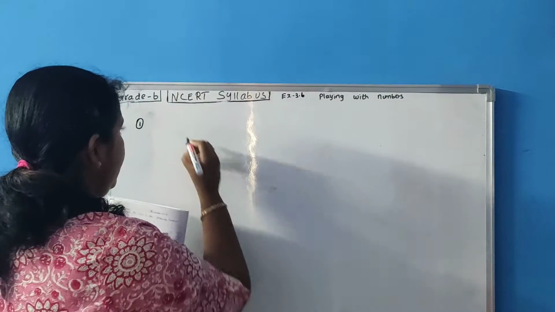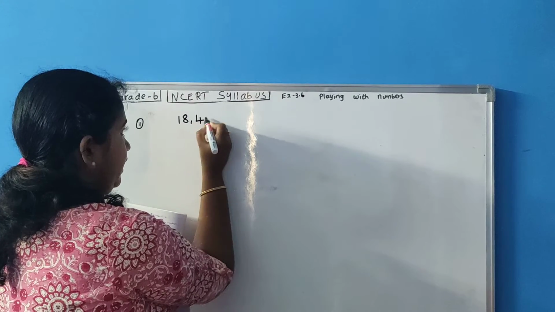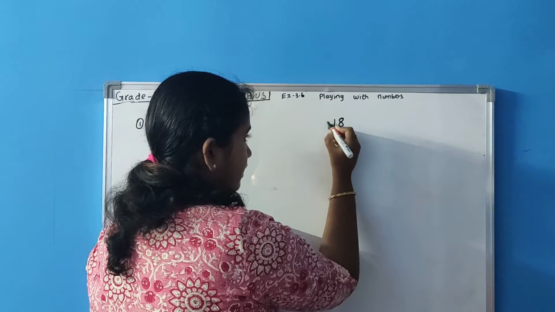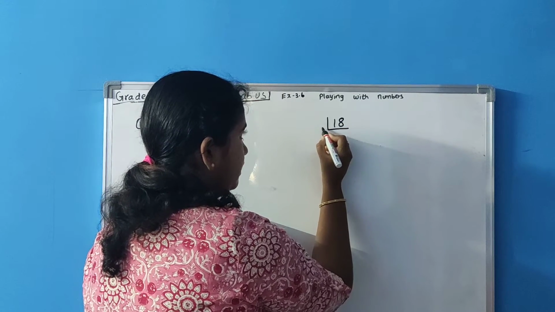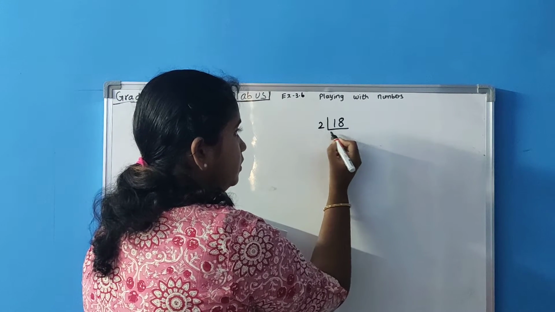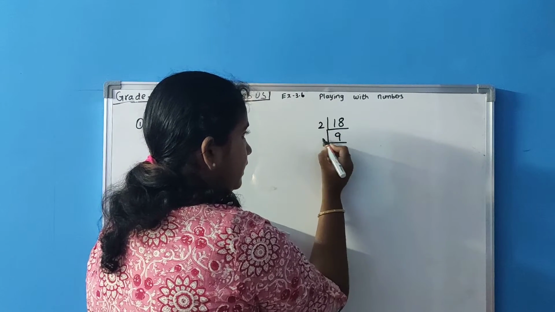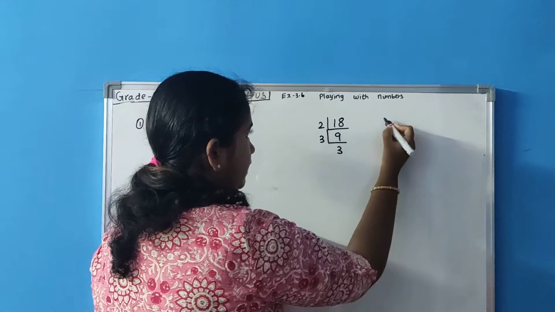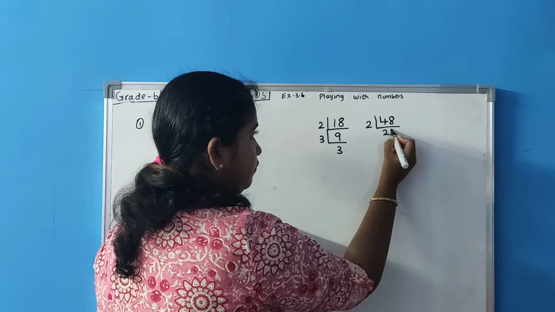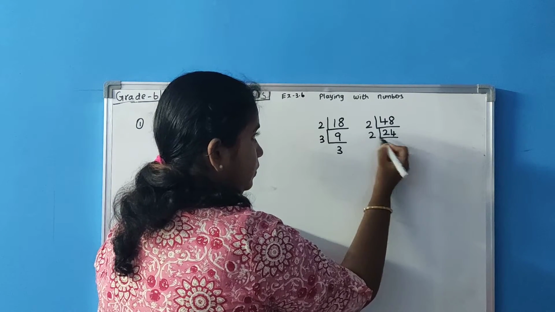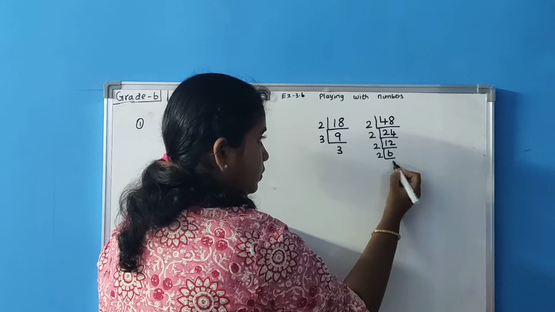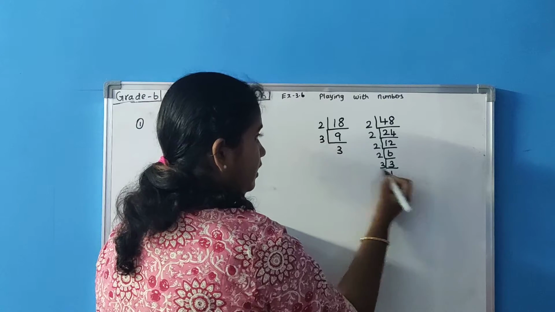Now we are going to find the HCF for the numbers 18 and 48. Did you understand? Okay. So I am going to use the long division method. I am taking the least common multiple, that is 2. 2 into 9 gives me 18. Then again 3 into 3 gives me 9. Now for 48: 2 2s are 4, 4 2s are 8, 2, 1 2s are 2, 2 2s are 4, again 2, 6 2s are 12, again 2, 3 2s are 6, again 3, 1. Till 1 comes you have to continue.